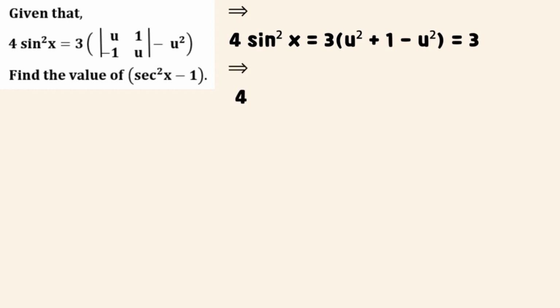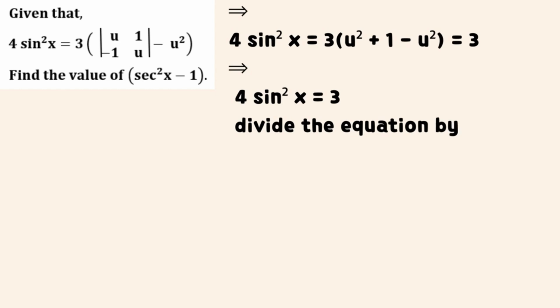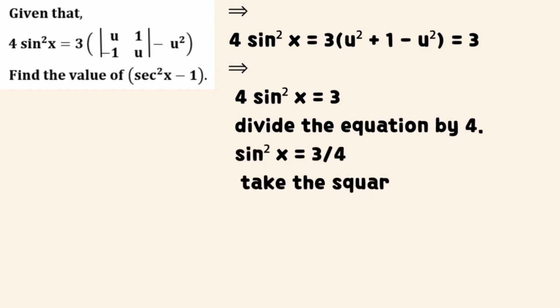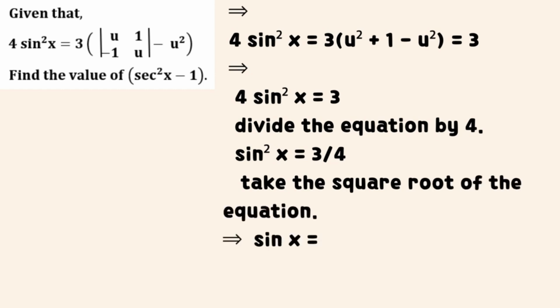It implies that 4 times the square of sine x equals 3. After simplification, divide the equation by 4 and we have that the square of sine x equals 3 divided by 4. Take the square root of the equation. Hence, sine x equals half of the square root of 3.